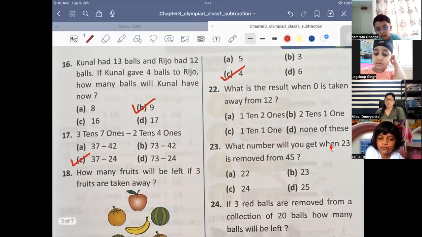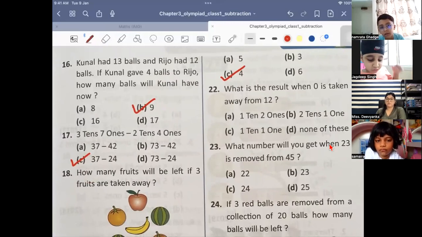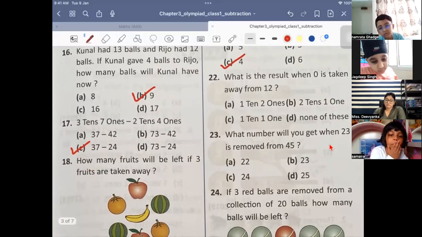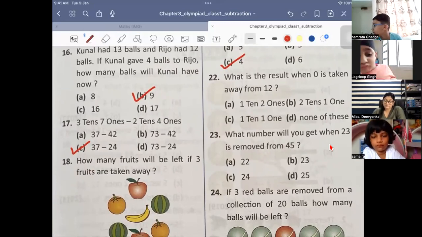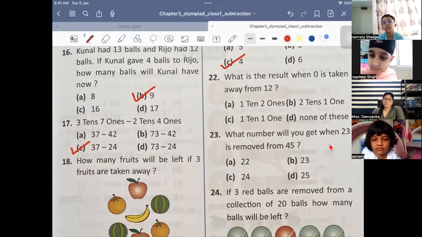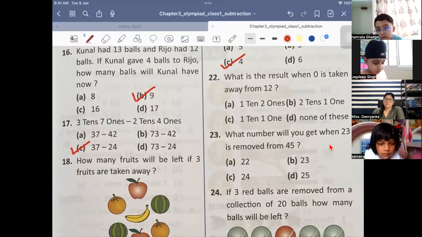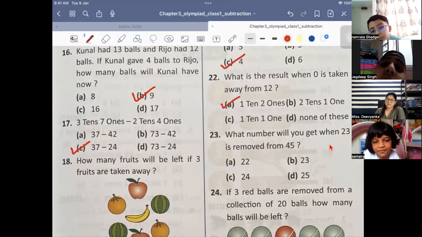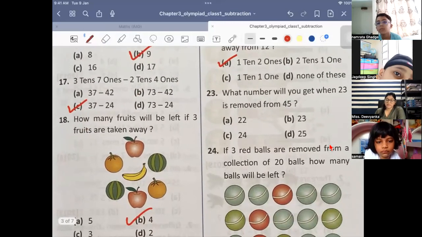22nd. What is the result when 0 is taken away from 12? What is the answer? 12. So which option? Option A. 1 ten, 2 ones. Correct. Number 23. Now listen carefully to the question.